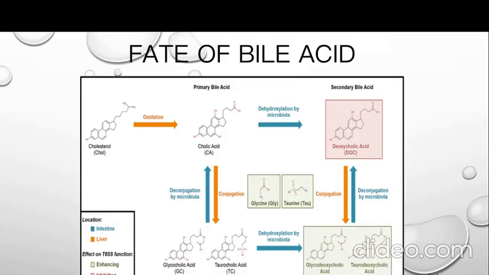Moving on to the fate of bile acids, cholesterol upon oxidation forms a primary bile acid, namely cholic acid. Cholic acid upon conjugation with glycine and taurine forms glycocholic acid and taurocholic acid. Cholic acid upon dehydroxylation by microbiota is converted into the secondary bile acid, namely deoxycholic acid. Upon conjugation with taurine and glycine, it forms glycodeoxycholic acid and taurodeoxycholic acid.